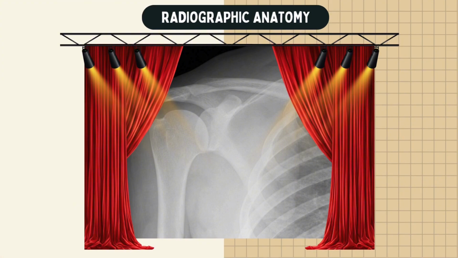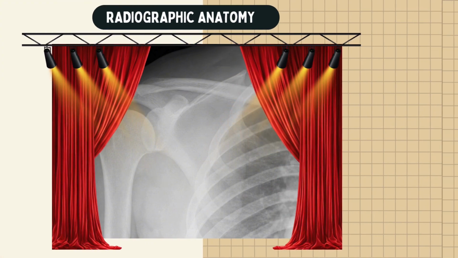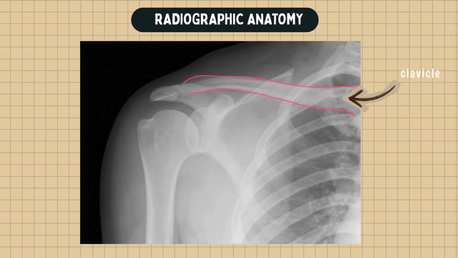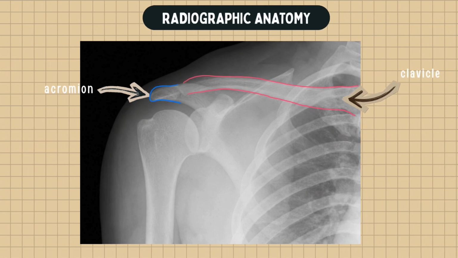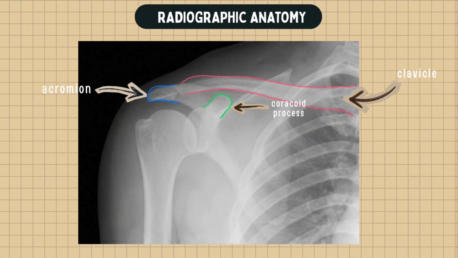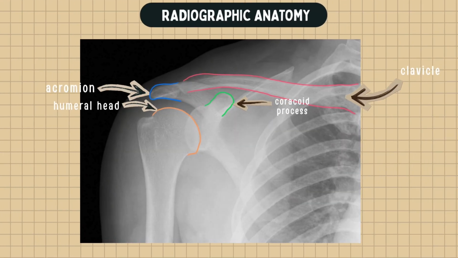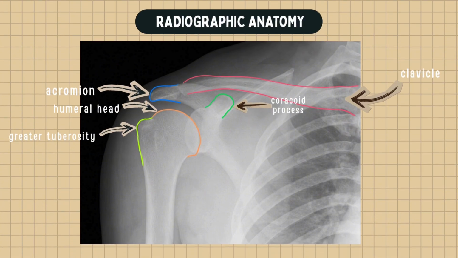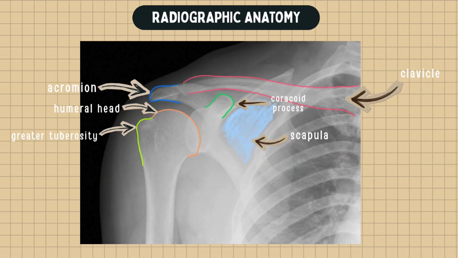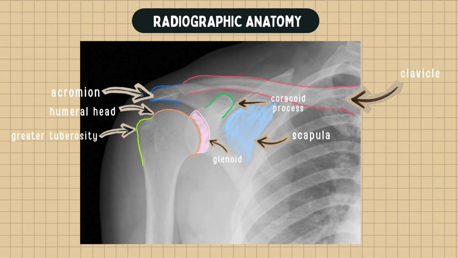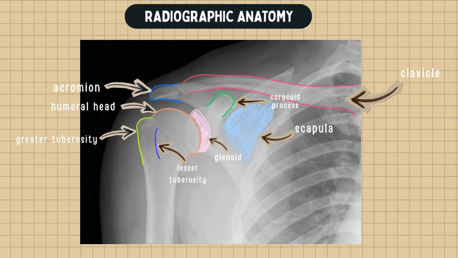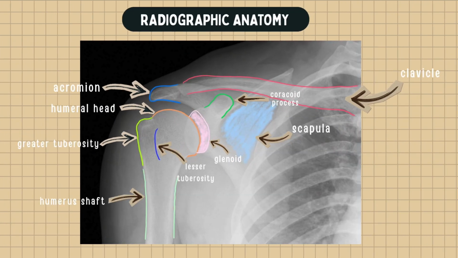Next, I will present the radiographic anatomy of the shoulder. The first one is clavicle. The second one is acromion. The third one is coracoid process. Next, humeral head. Next, greater tuberosity. Next, scapula. Next, glenoid. Next, lesser tuberosity. And the last one, humerus shaft.